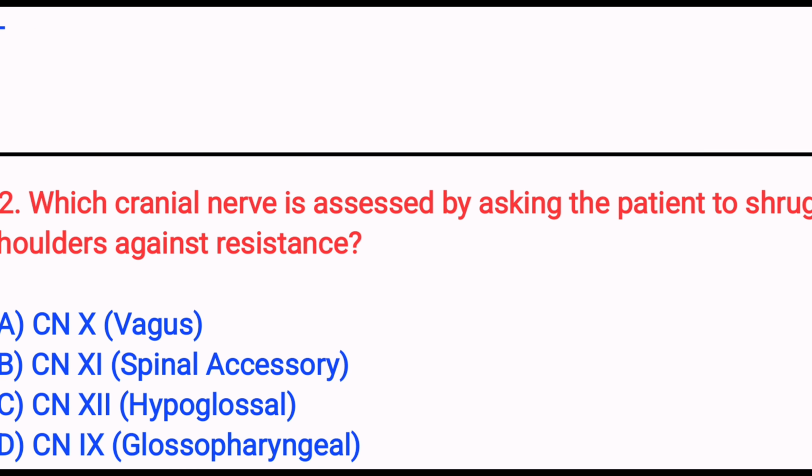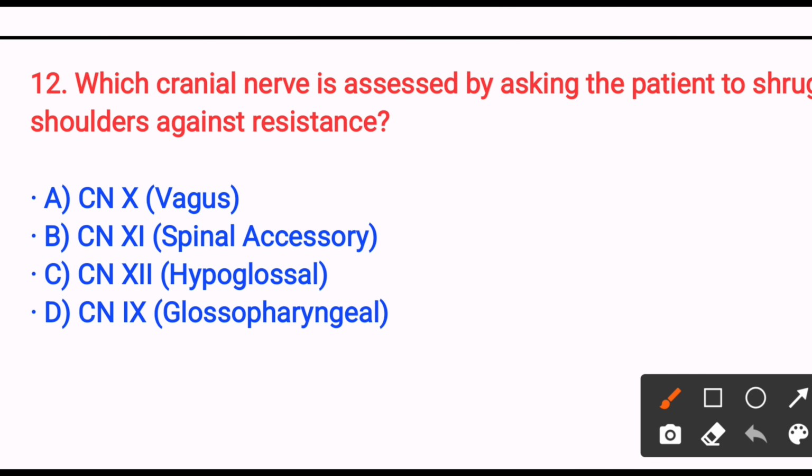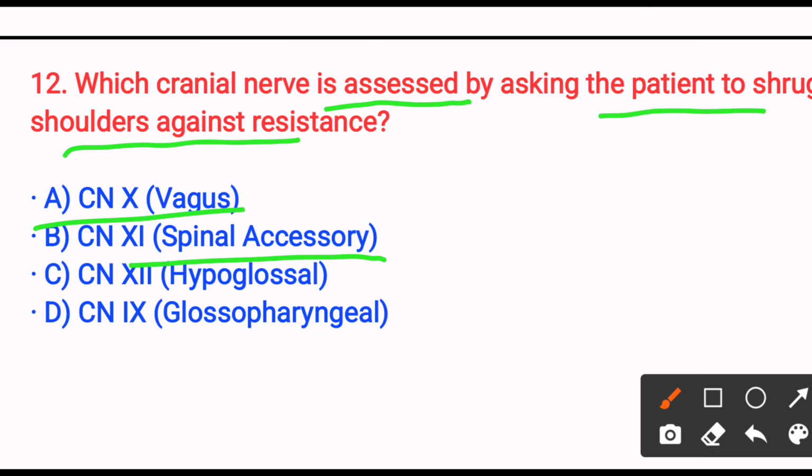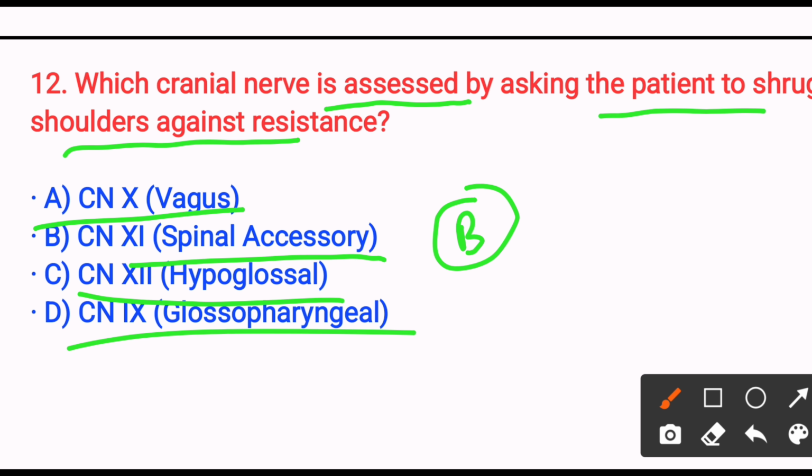Next, which cranial nerve is assessed by asking the patient to shrug shoulders against resistance? Option A, vagus nerve. Option B, spinal accessory. Option C, hypoglossal. Option D, glossopharyngeal. The answer will be option B, spinal accessory, or cranial nerve 11.